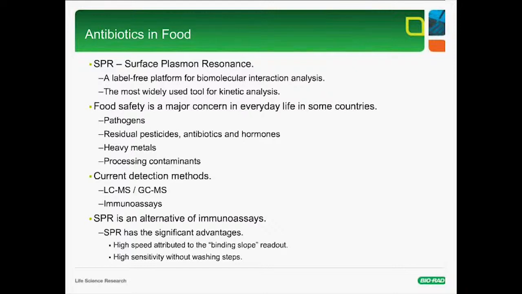Another technique based on the quantitation capability of the ProteOn XPR36 system is to detect antibiotics in food, for example, milk. This is an interesting topic because food safety has become a significant topic in certain countries, and SPR could be a novel method complementary to the current mainstream LC-MS or immunoassay methods.